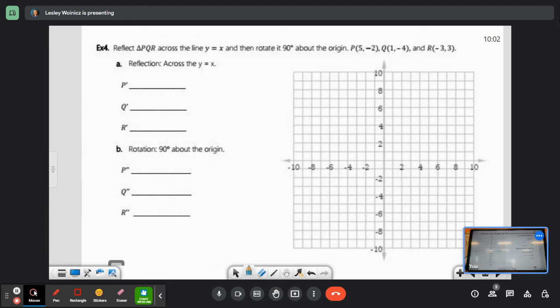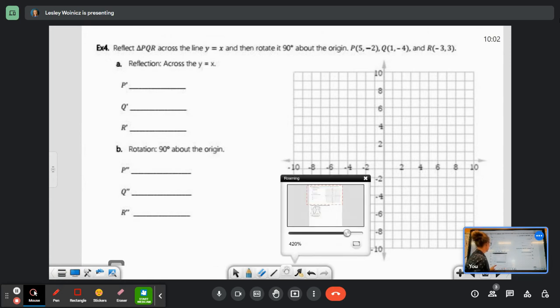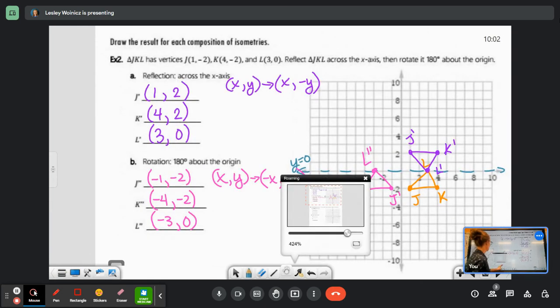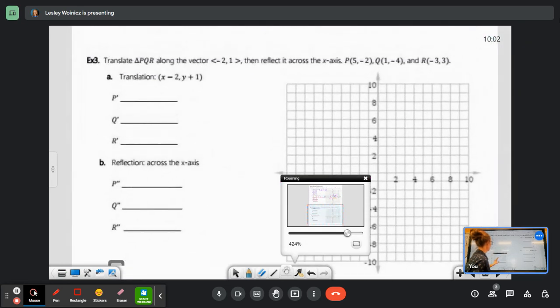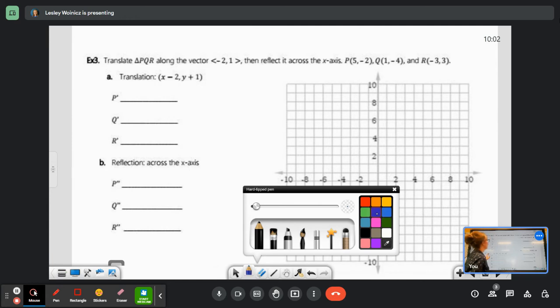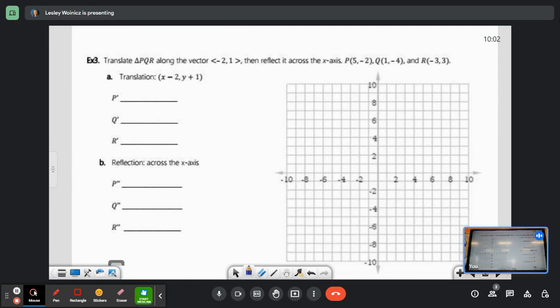All right, we've got triangle PQR. Did I skip one? Yep, I did. Sorry. Okay, we have to translate PQR along the vector -2, 1, then reflect it across the x-axis. All right, let's plot these points. P is at 5, -2. Q is at 1, -4. And R is at -3, 3.